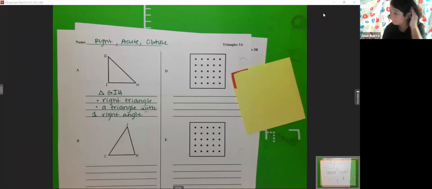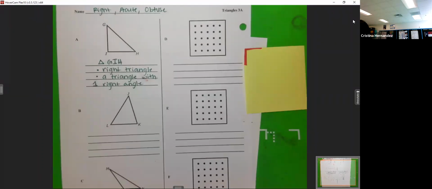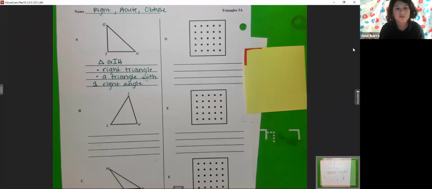Let's go. Next triangle. What triangle does B look like, maybe, knowing the types of angles? It'd be a right triangle, an acute triangle, or an obtuse triangle. It's like obtuse. Okay, it looks pretty fat. Looks wide.